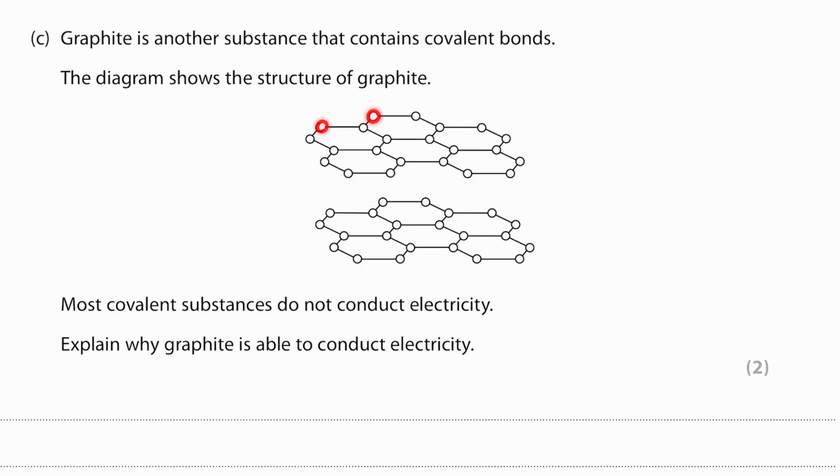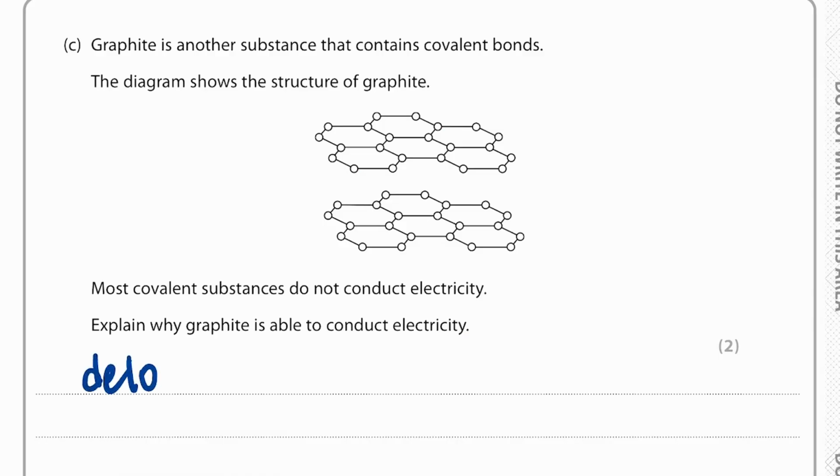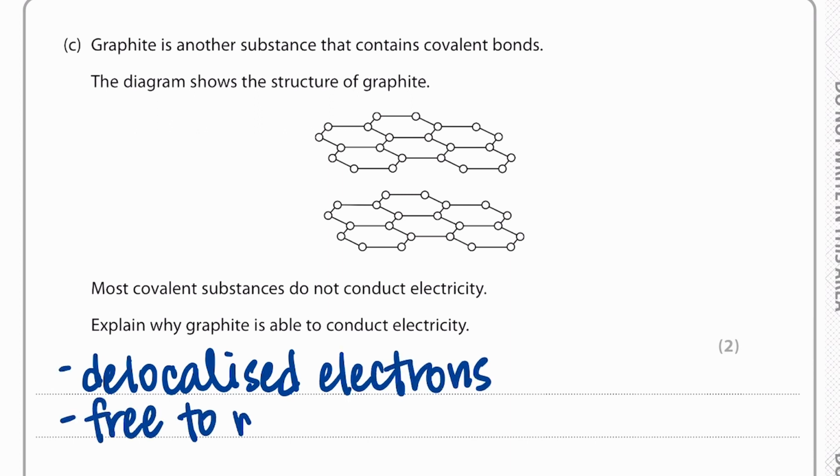So graphite is a giant covalent structure made of carbon atoms, and it's the only covalent substance that we know of, at least at GCSE, that can conduct electricity. The reason for that is the delocalized electrons that are able to flow around in this honeycomb arrangement. And that's exactly what you have to say in order to score the points. One mark is for saying delocalized electrons, and the other mark is for saying these electrons are free to move around.